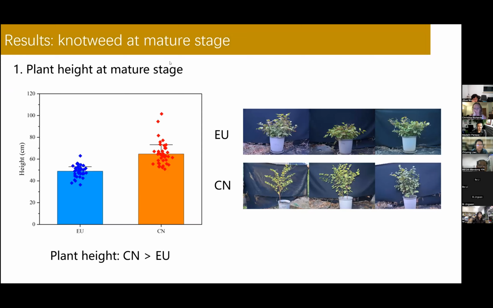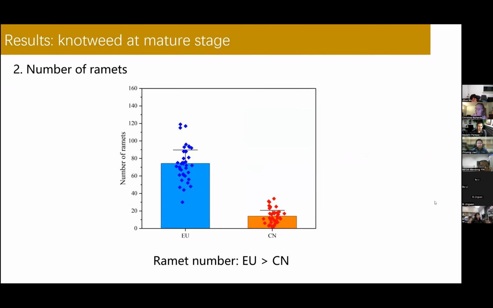Look at the results of the plants at the mature stage. We found that, similar with the growing stage, the Chinese population's height is higher than the European population. Look at the picture when we collected. And this is the more significant difference between the Chinese and the European population.